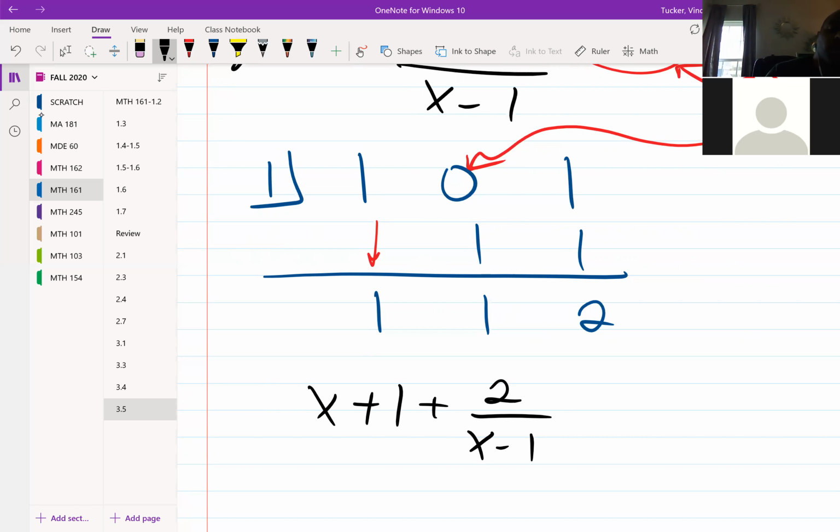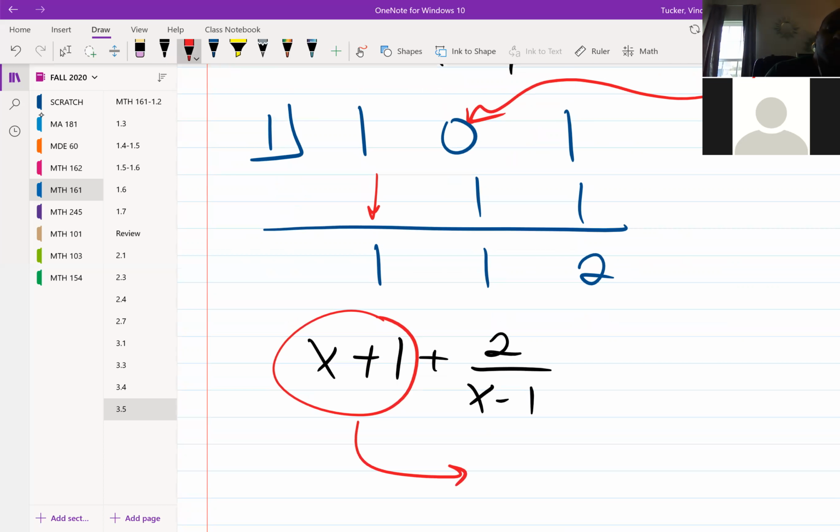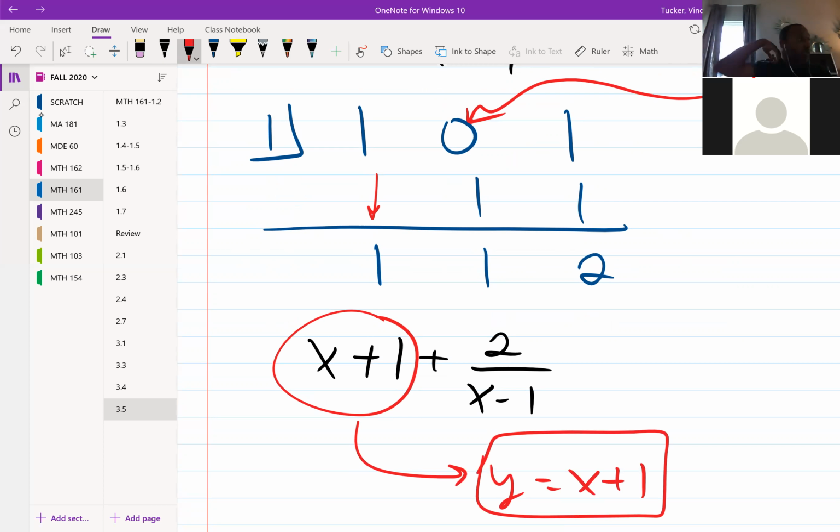That's the whole answer. But remember, this is the part that is our slant asymptote. So our slant asymptote is y equals x plus 1. So don't forget your vertical asymptote is x equals, your horizontal asymptote is y equals, and your slant asymptote will be y equals.